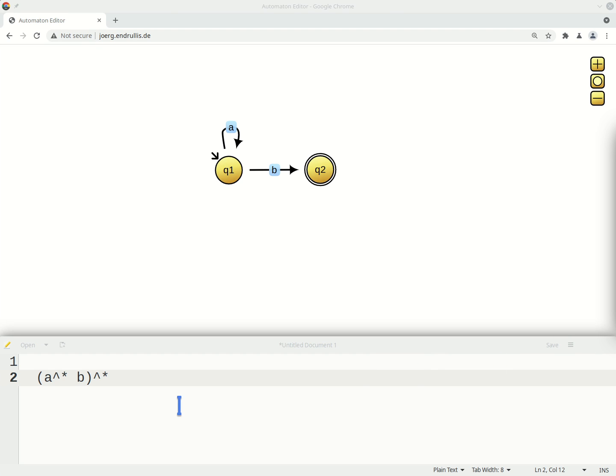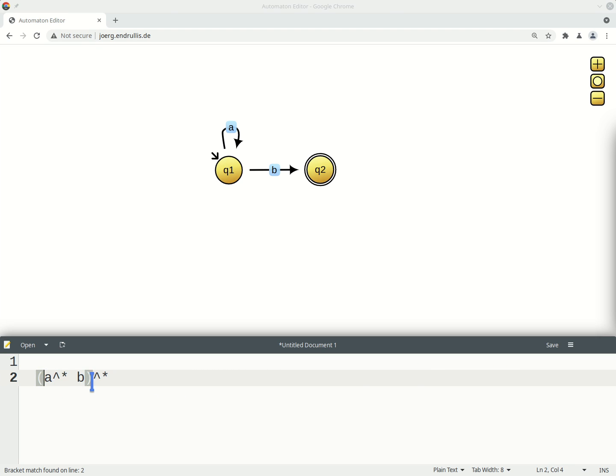So let's have a look at the regular expression (A star B) to the star. The automaton that I've drawn here accepts the language for A star B. It accepts an arbitrary number of A's followed by a B. It has an initial state, it has a single final state, and they are different from each other. So this automaton fulfills the criteria of our inductive construction. Now we want to construct the automaton corresponding to the language of this automaton to the star.